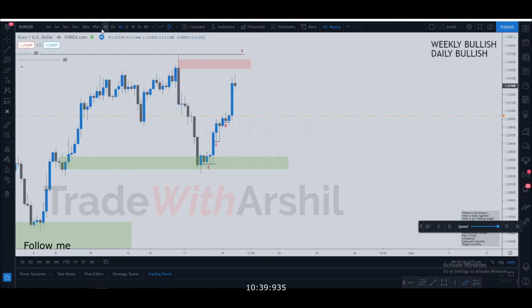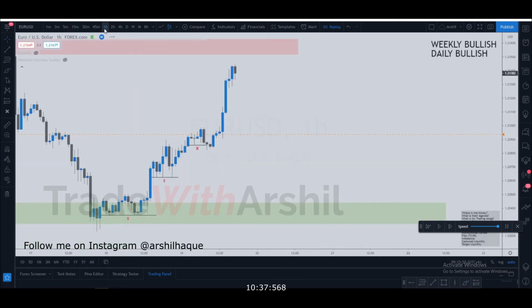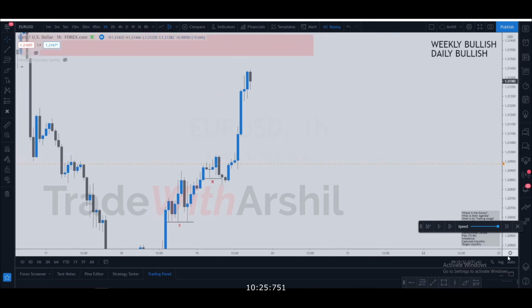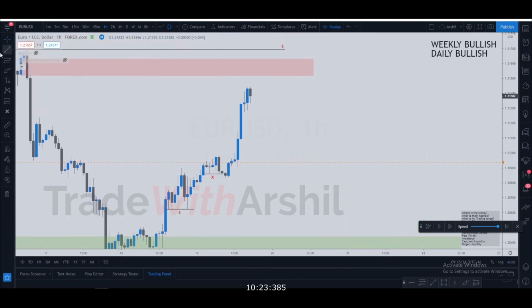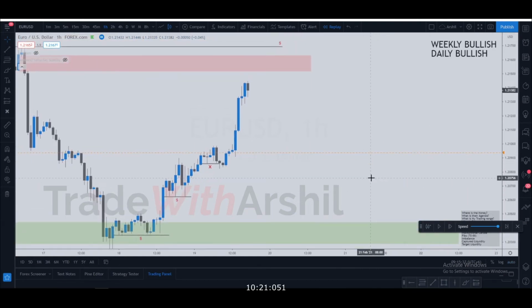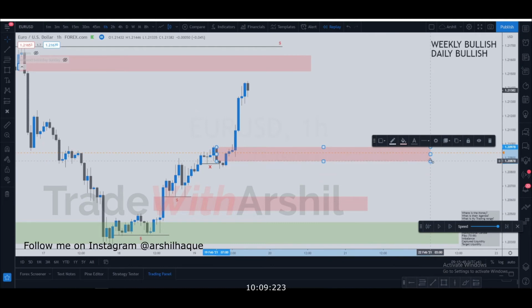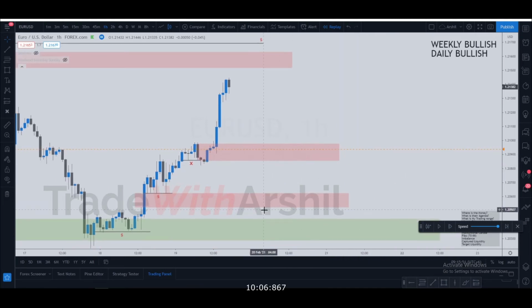Now, how did we get the setup that we're looking for? We go to one hour and we found this key area where the orders are. We found the captured liquidity over here, and we're expecting the market to come to these areas. Before, I marked up these two areas, this one and this one over here. These are the areas I was looking at for the market to react to.